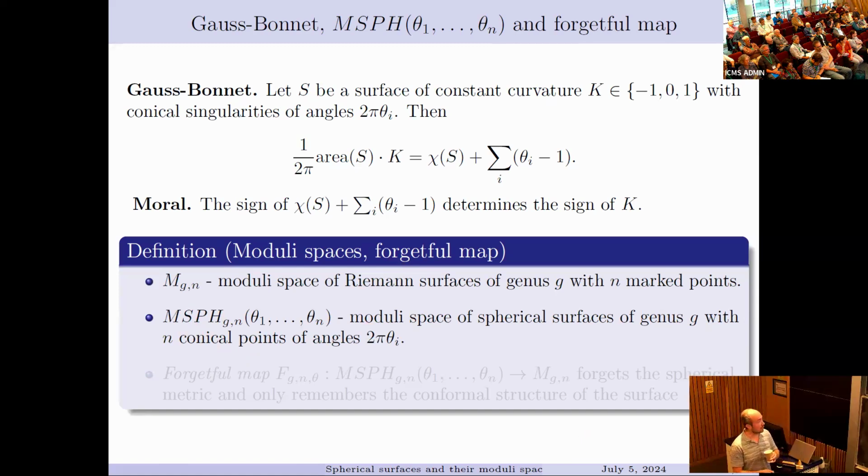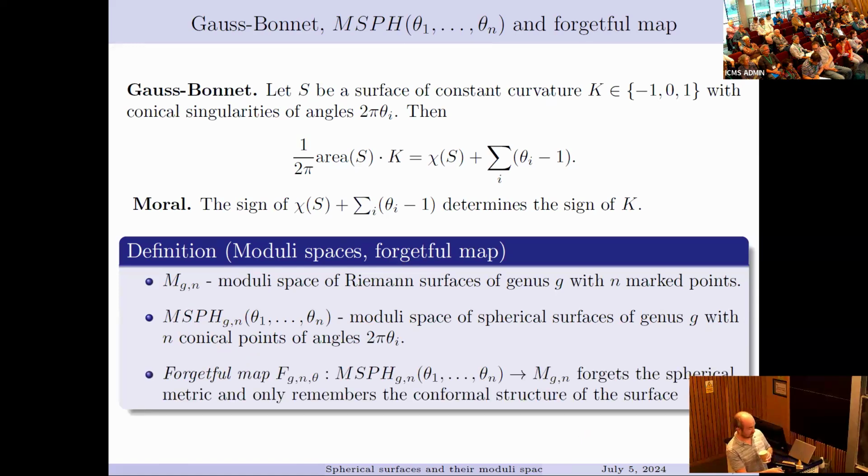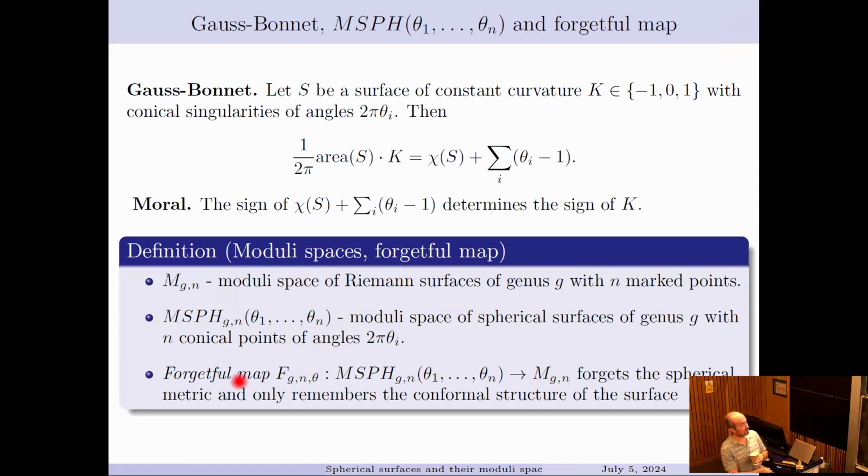And there is one important thing. There is a map from the space of spherical surfaces to the space of Riemann surfaces. And this map is called forgetful because it forgets the metric.